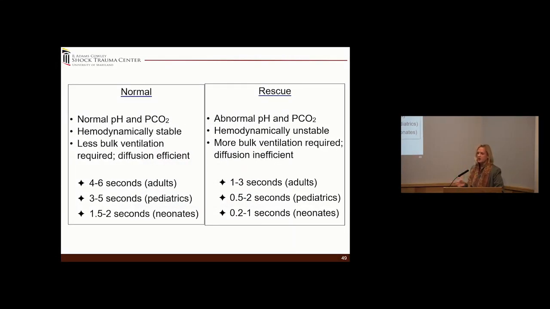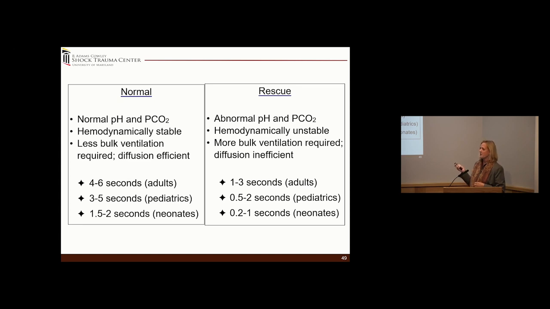So we know it's a rate controller, so we can break it down into two groups. Do we have basically a normal lung, or are we using this as a rescue? If we have normal, we look at a normal pH, PCO2, they're hemodynamically stable, and less bulk ventilation is required. So these might be some ranges that you could consider. Like 4 to 6 seconds is a rate of 10 to 12, and so on and so forth. So adults, pediatrics, and neonates.